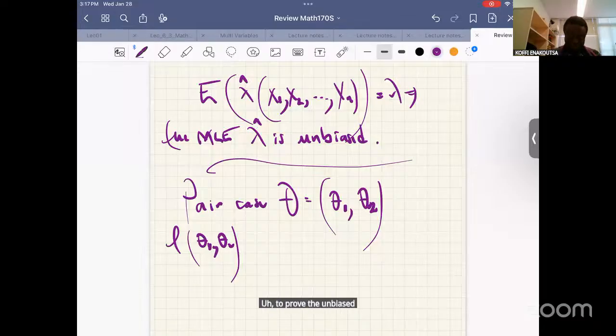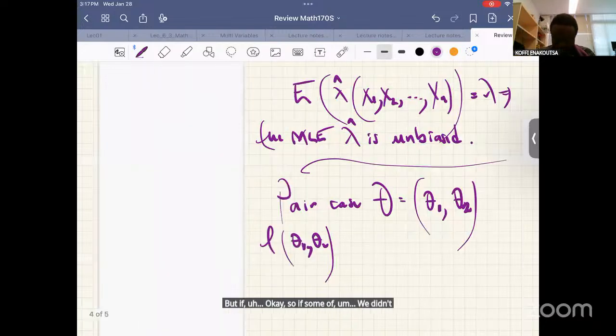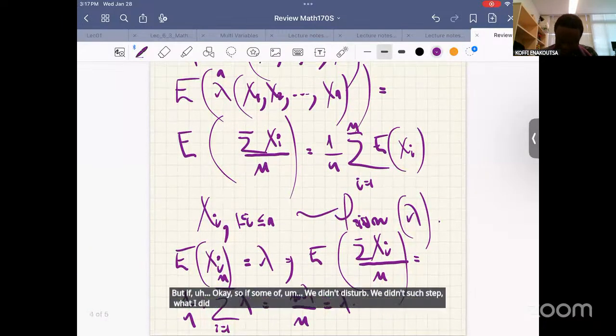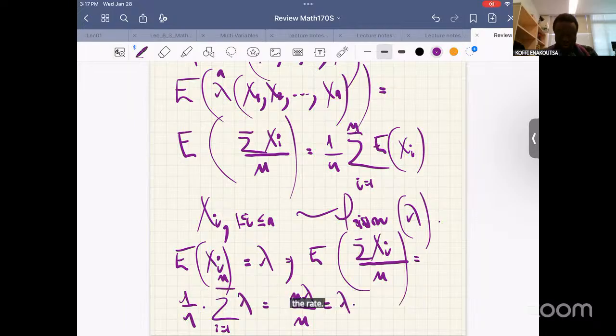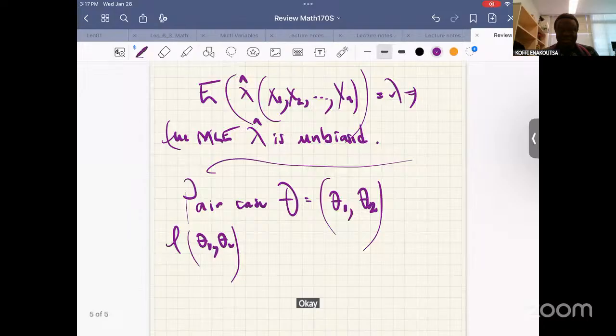I'll say yes. But within such a step, what I did here is I use the fact that if you take a Poisson distribution, its expected value is lambda, the rate. So that one you don't have to repeat the process. Okay. Was that the question?